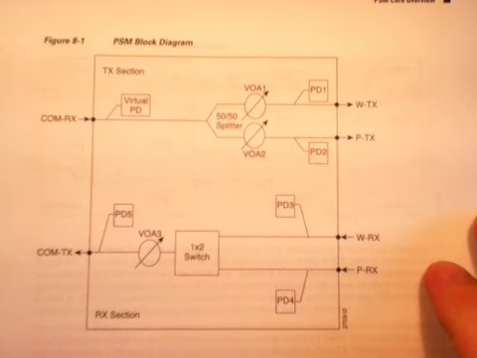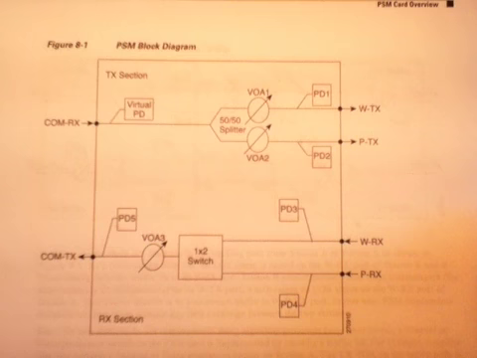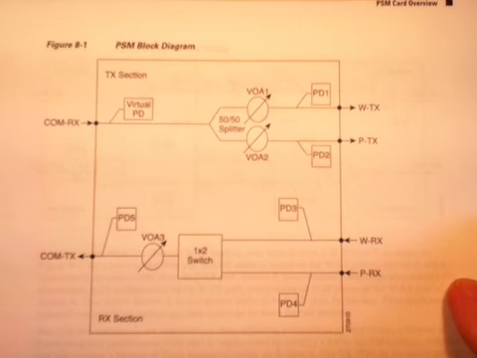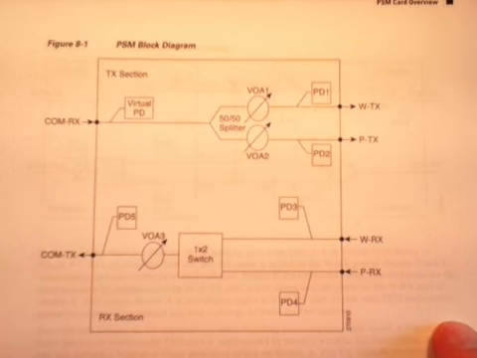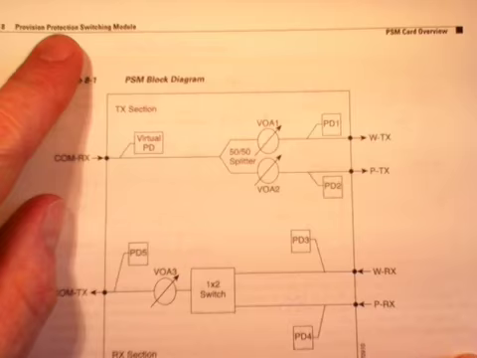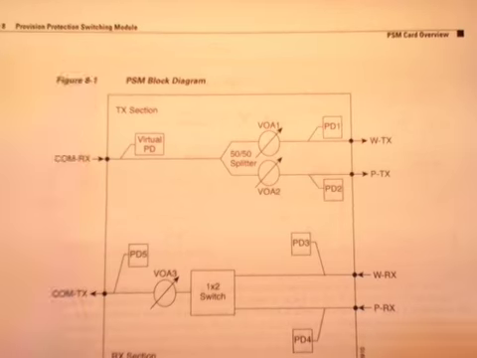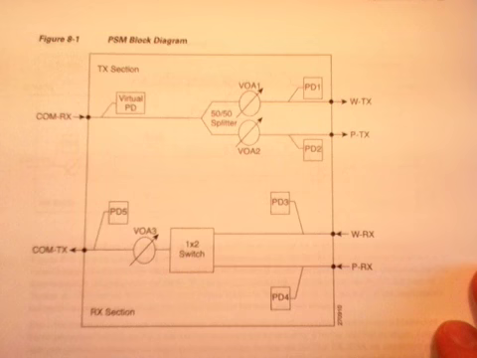Okay, this video continues on with our coverage of the Cisco ONS 15454, and we're moving into Chapter 8 of the configuration guide. And in Chapter 8 they talk about what's called the PSM. This is the Protection Switching Module. Okay, and here's the block diagram for this thing.